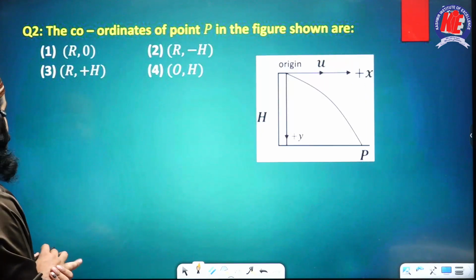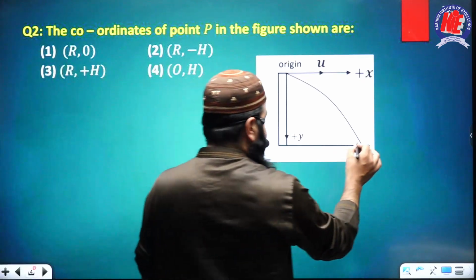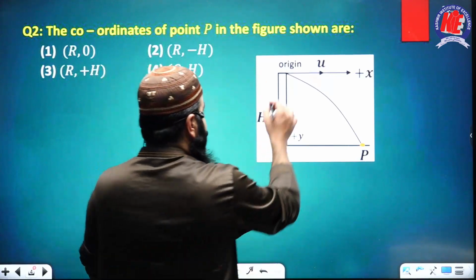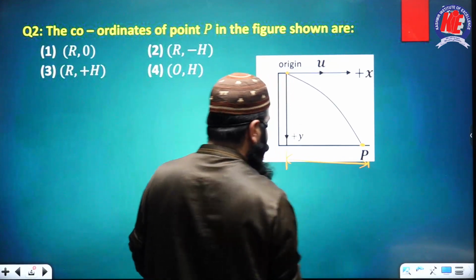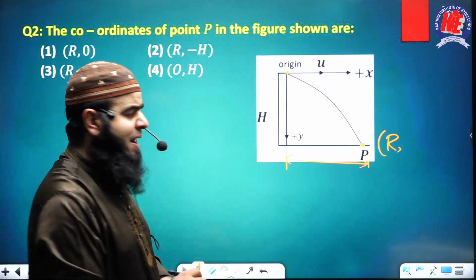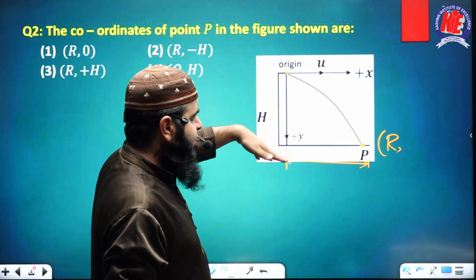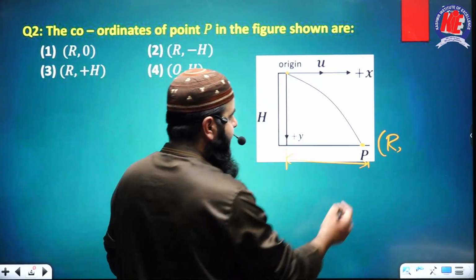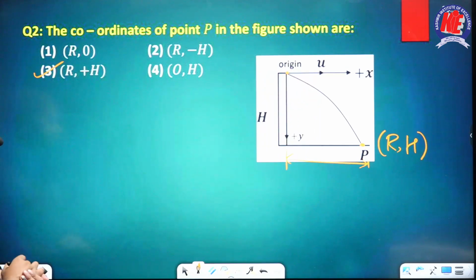Next one please. The coordinates of point P in the figure shown are. This is your point P, which is in fact the point of landing. We have to find its coordinates. Your origin is here. The x coordinate, from here to here, will simply be the range in the given situation. And the y coordinate, that is this one, will be h. Normally the downward direction is negative, but here you can see the downward direction has been taken as positive. So the y coordinate is going to be plus h. So the right option is option number 3.